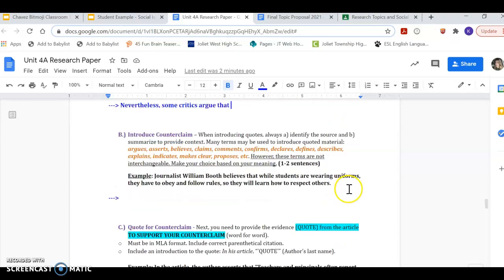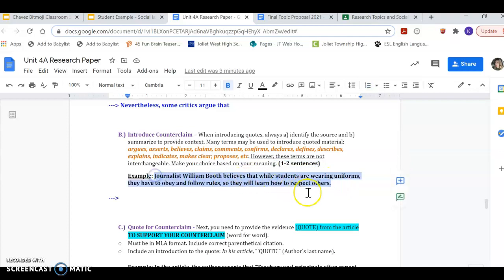Then you're moving on to the introduction to your counterclaim, letter B. Now you are not placing a quote here. You're introducing the quote that you already have in section C. So like yesterday, you're going to first of all identify the source, which is your author. Is the author a journalist, psychiatrist, teacher, scientist, and what's this person's name? And then B, you are summarizing to provide context. You are just summarizing their side of the argument, which again is opposite of yours. So you can use any of the verbs that are in orange here, and note that they are not interchangeable, so make sure of the choice that you are using. And this should be 1 to 2 sentences.